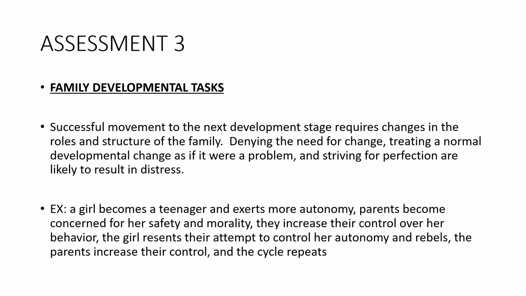So here's an example. A girl becomes a teenager and exerts more autonomy, which basically means she wants to do things on her own. Parents become concerned for her safety and morality, so they're doing it out of love, right? So they increase their control over her behavior. And then the girl resents their attempt to control her autonomy and rebels. Then the parents increase their control and the cycle repeats over and over again. And you can see how the problems will start to blow up. The kid will say, you're not the boss of me, and stuff like that, right, during this time period.